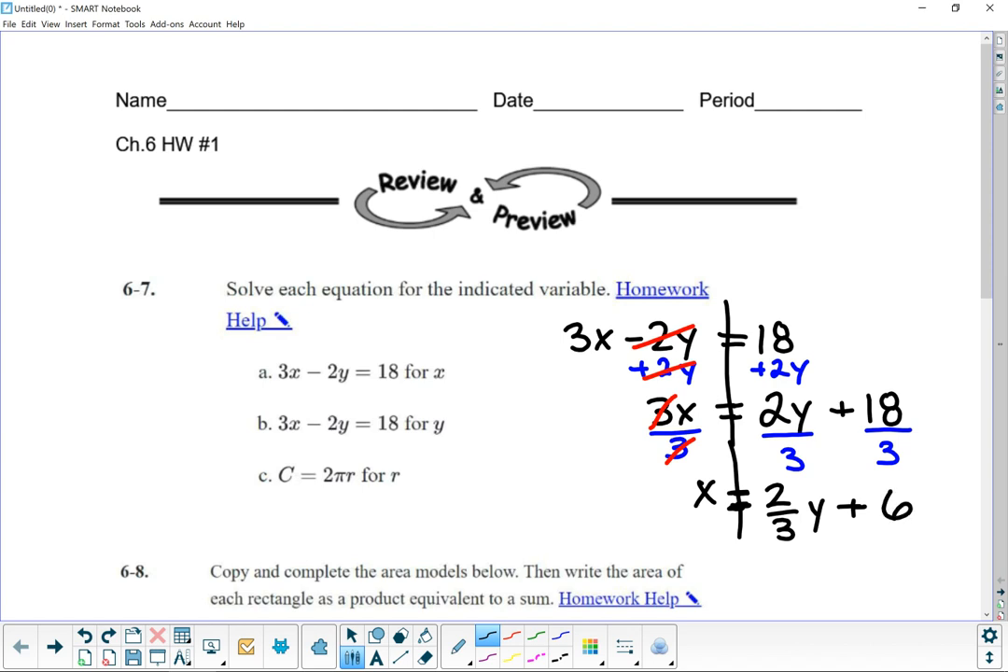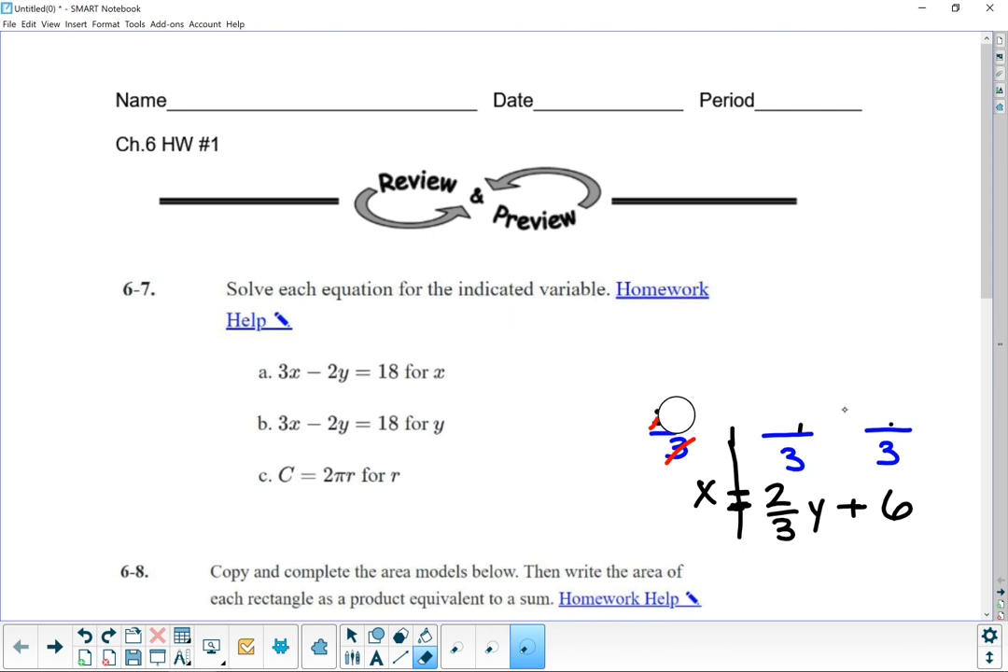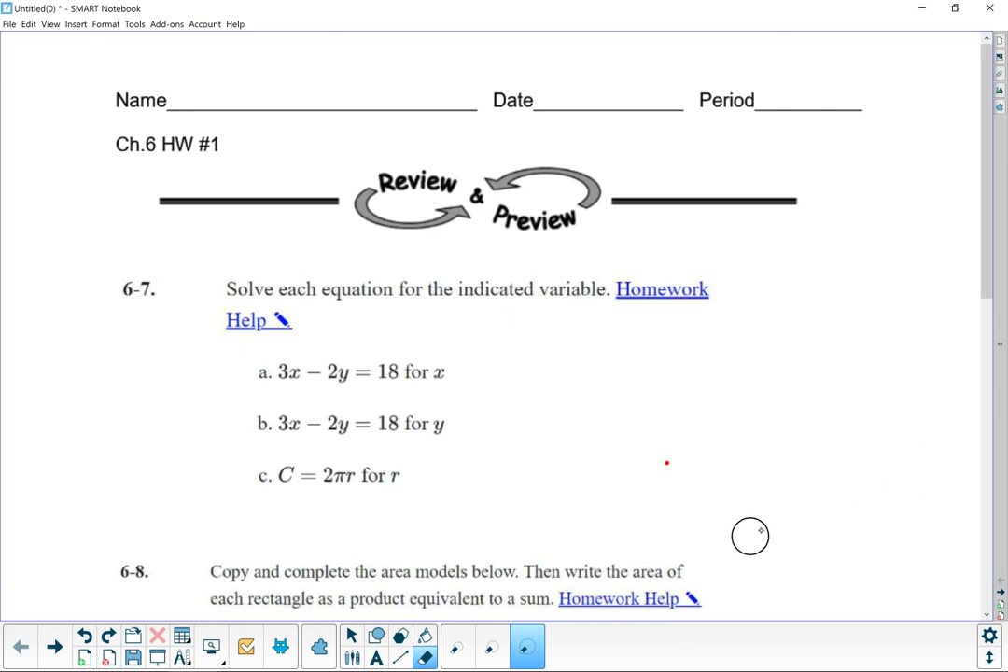So your answer for A is going to be x equals 2/3 y plus 6. If you needed to see that work again, rewind it. X equals 2/3 y plus 6.